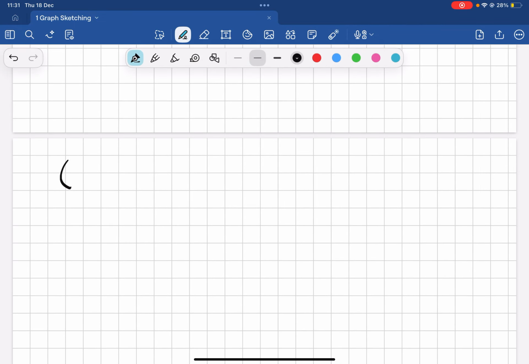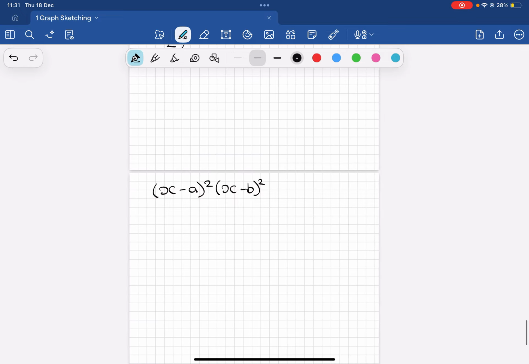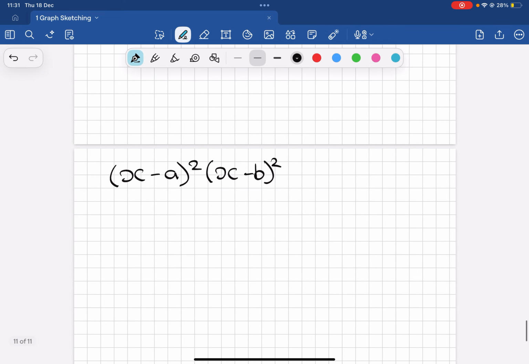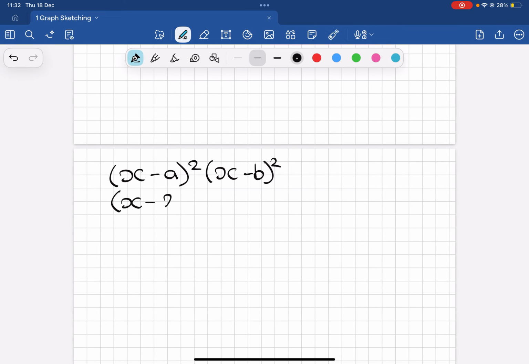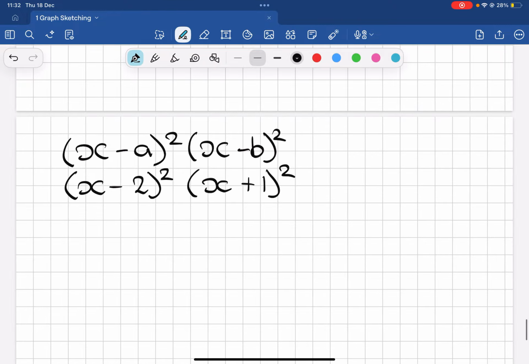So (x minus a) squared (x minus b) squared. So we've got (x minus 2) squared (x plus 1) squared. Now we need to sketch this graph. So since we've got a square outside both brackets, we can sort of merge our brackets together and have only one square. So this would look something like this.